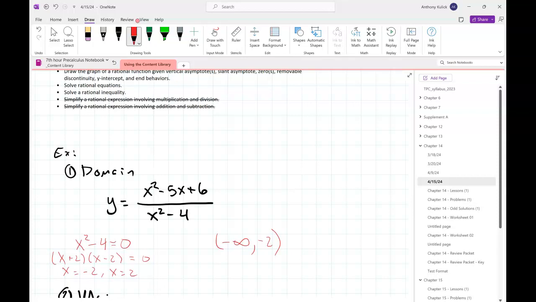What does negative 2 do to this function? It makes the denominator 0. So I don't want it, right? Okay, so that's one part of my domain. What else do I have?